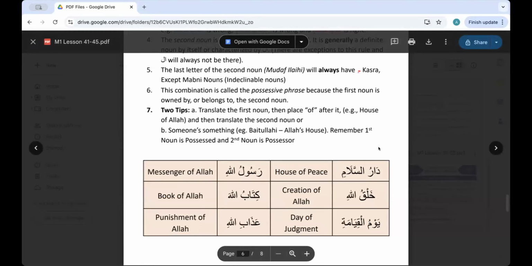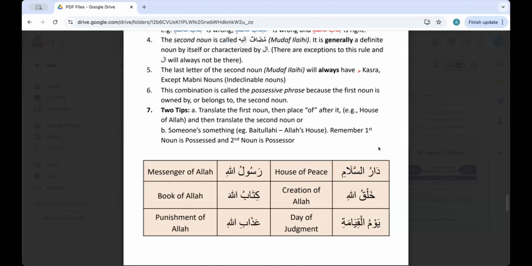Yes, it will be in the state of jar. In mahalli jar, it does not change the mabni. Yes. Good, good. Okay, understood.